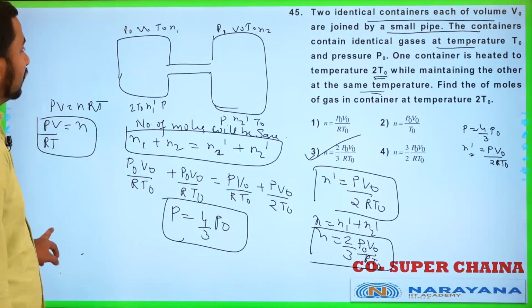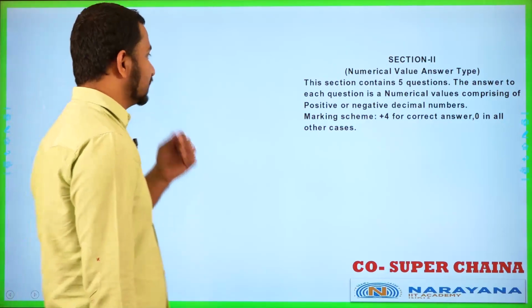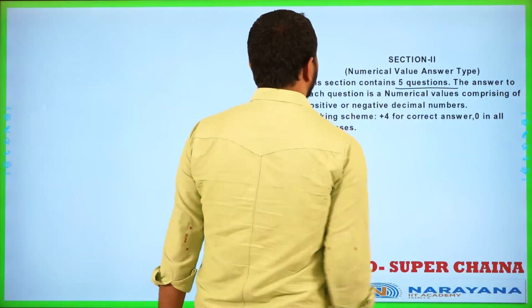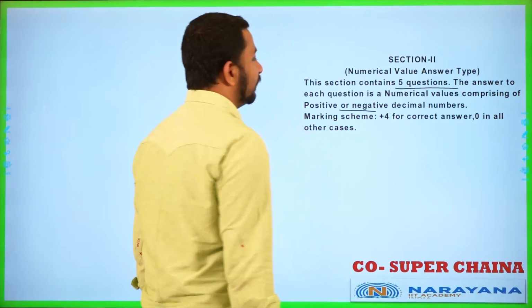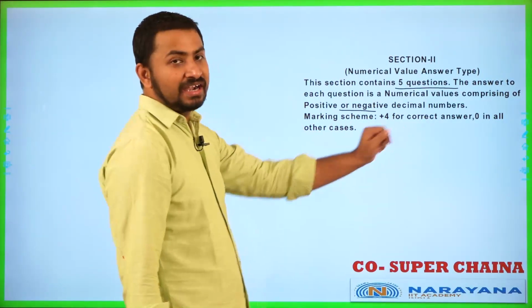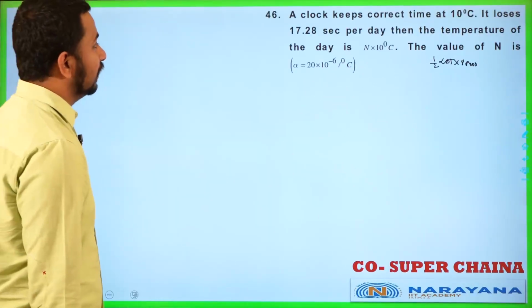So let's move to the next question, students. Now we have the next section. This section has 5 numerical questions, with the marking scheme +4 and 0. So let's move to the next section now. Check the first question here.